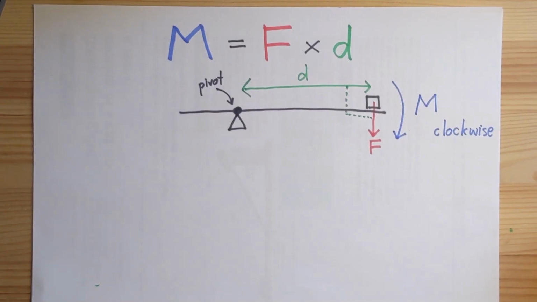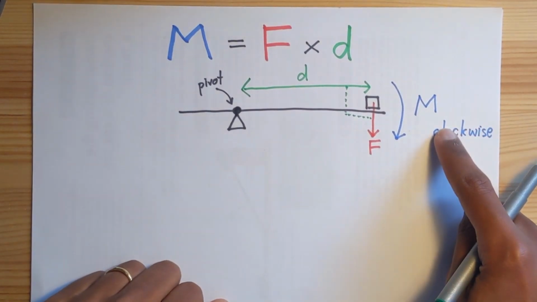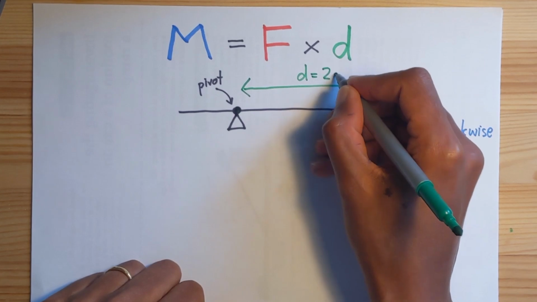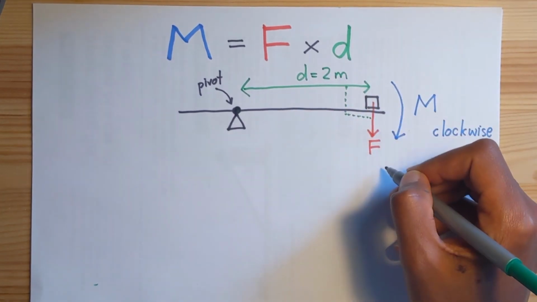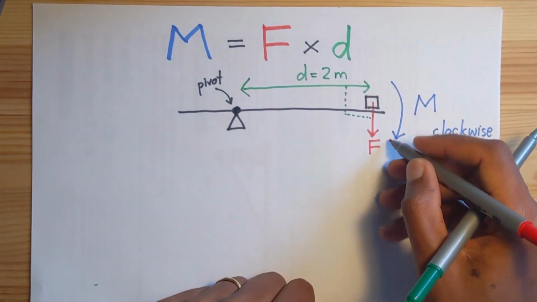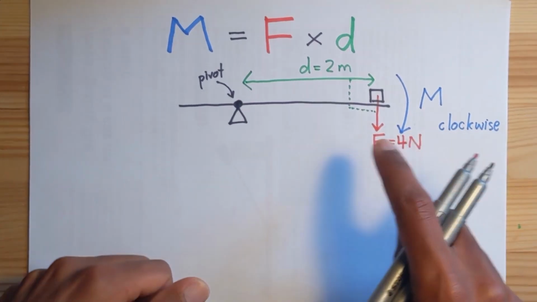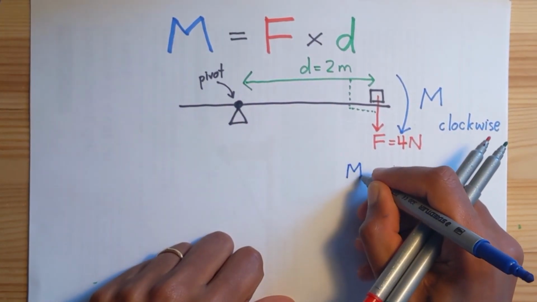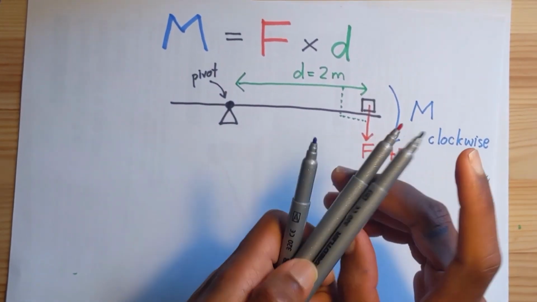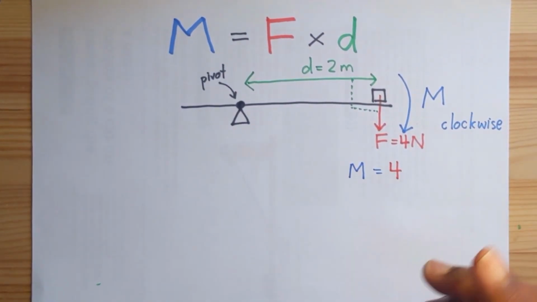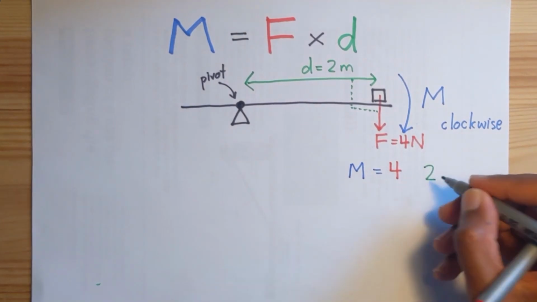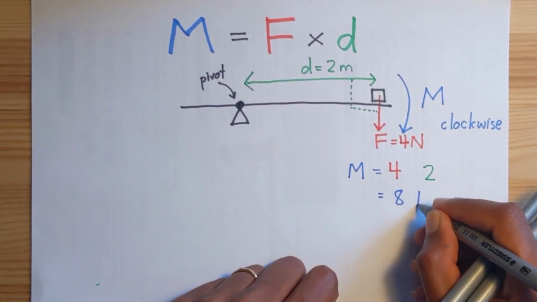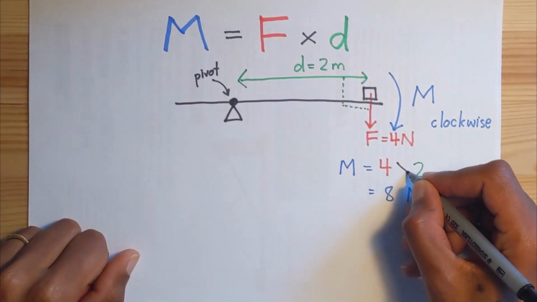We can add in numbers to calculate the size of this moment. For instance, if that distance is 2 meters and the size of the force, the object's weight, is equal to 4 newtons, then the moment of the force, M, in the clockwise direction is going to be equal to 4 multiplied by 2, giving us a moment of 8 Newton meters.